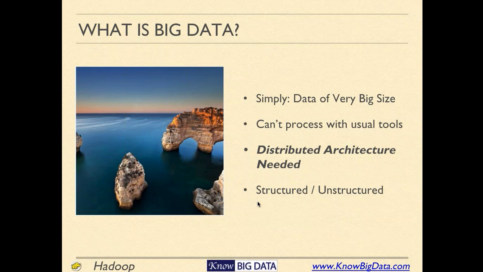So this kind of data which you cannot handle with the usual tools and techniques, whether the data is structured, as in tabular with a predefined schema, or unstructured. The most important part in this definition is that you require multiple computers to solve your data related problems. So you would require a distributed architecture to process this kind of data. The most important term in this discussion is distributed architecture.